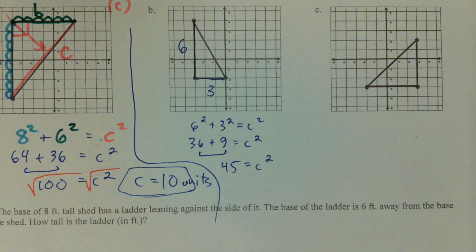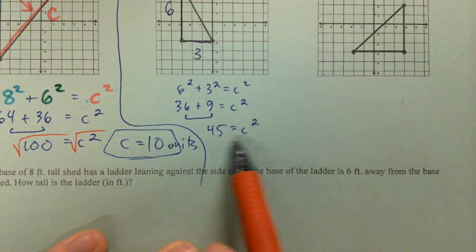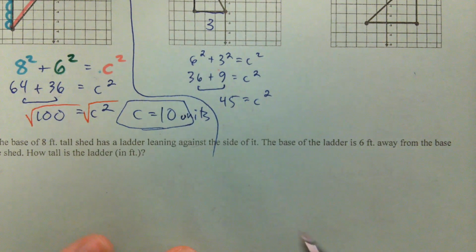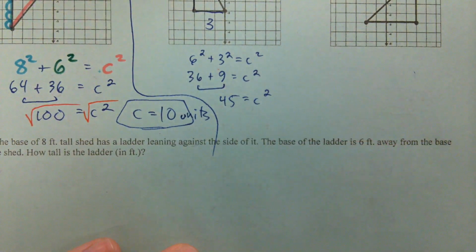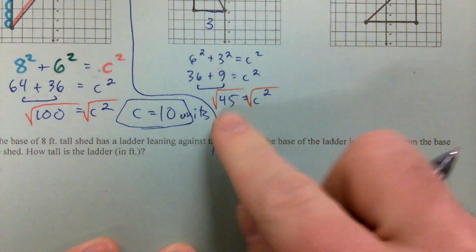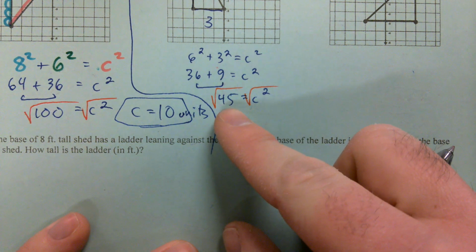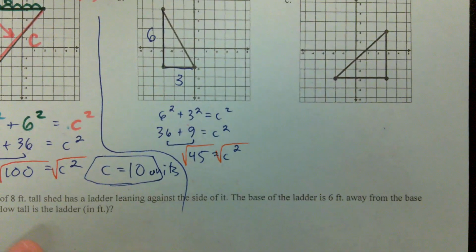Wait, you can do something before you. Okay, good. Give me 1 second. So I've got 45 equals C squared. I'd appreciate you guys staying with me. I know this is going long, but it's important. What do I do on both sides now? Square root. Is 45 a perfect square? No. 49 would be a perfect square, but 45 is not.